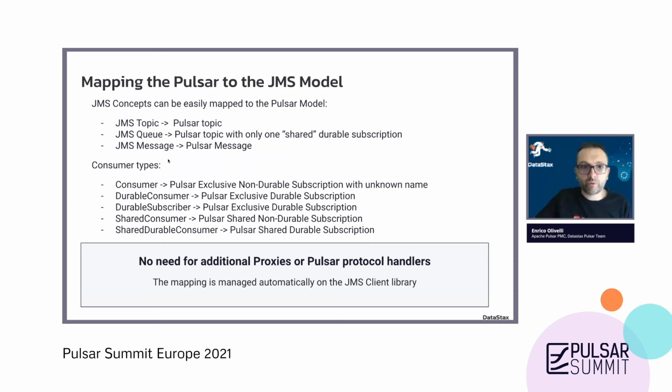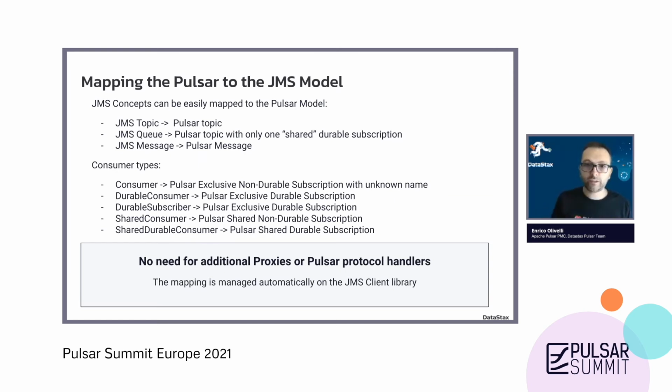So how can Pulsar fit the JMS model? It's very easy, because the JMS topic is a regular Pulsar topic. The JMS queue is a Pulsar topic with only one shared durable subscription. And the JMS message is a simple Pulsar message that has a header and a payload. You have several consumer types in JMS, but you can map them one-to-one with Pulsar subscription types. So this is very easy and straightforward.